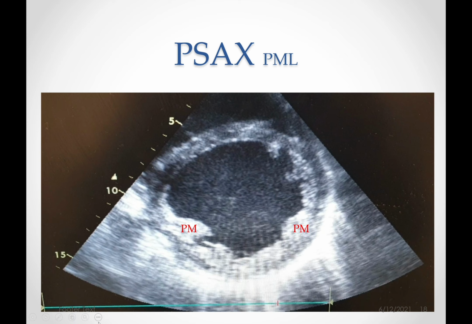So this is a picture of the mid-papillary muscle level. So you've got the left ventricle, which is the circle that you can see there, and then you've got fleshy structures on the right and the left of that circle, which are the papillary muscles.